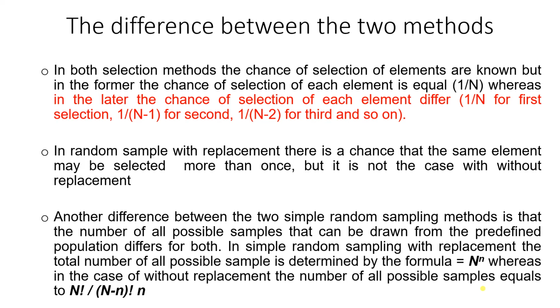Second, in simple random sampling with replacement, there is a chance that the same element may be selected more than once. If it is selected more than once, a person cannot be duplicated. So if my name comes twice, I will not include it and I will go to the next person. But this type of difficulty will not be there when we are doing simple random sampling without replacement, because the unit being selected will be out of the population, and therefore there is no likelihood of selecting that unit again.